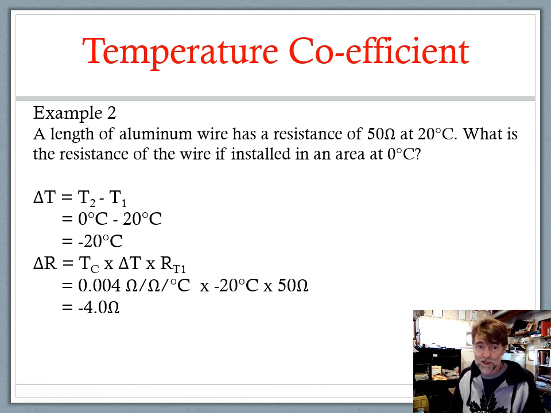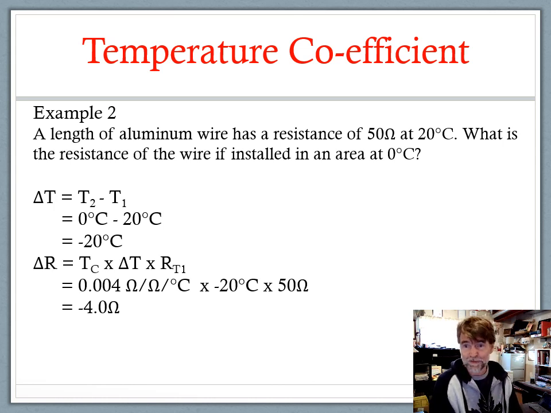So we must carry that negative forward to the next equation, where delta R equals temperature coefficient times the change in temperature times whatever resistance we started with. Notice now this is aluminum, so the temperature coefficient is 0.004 multiplied by negative 20 degrees multiplied by 50 ohms, the resistance of that conductor initially at 20 degrees. And the result is a drop in resistance, a delta R of negative 4 ohms.